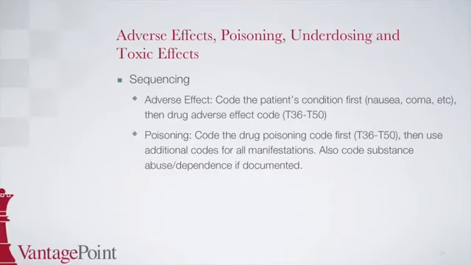Conversely, for poisonings, you're going to code the drug poisoning code first from the table of drugs and chemicals, followed by additional codes for all manifestations such as vomiting and loss of consciousness. Substance abuse and dependence should also be coded if documented.